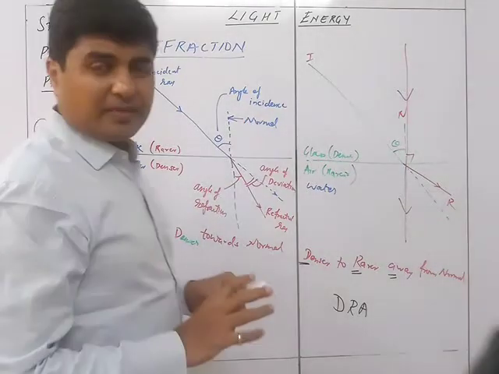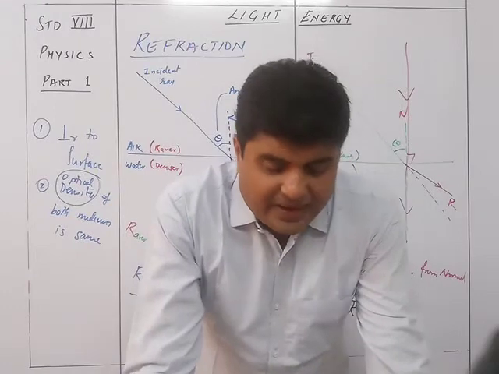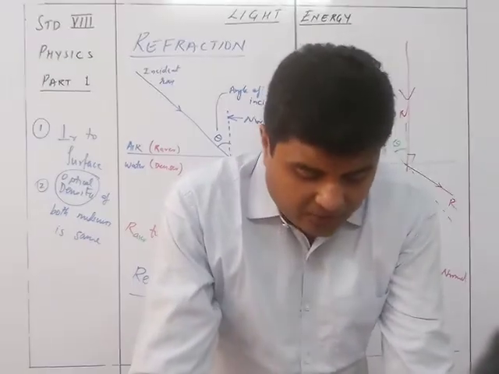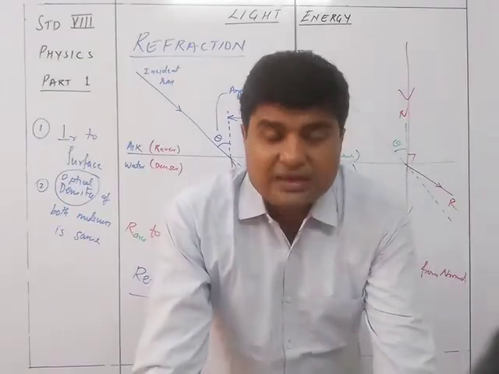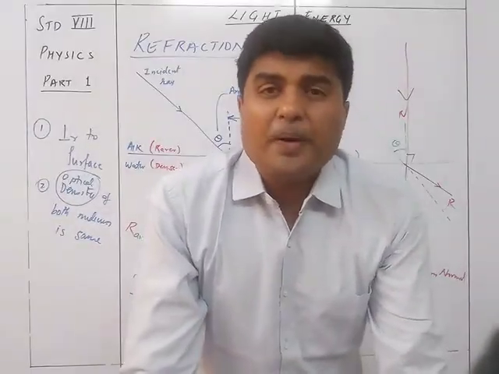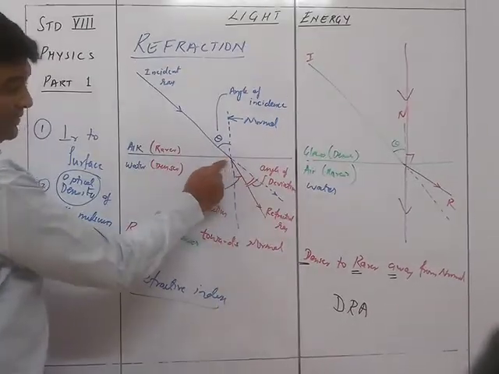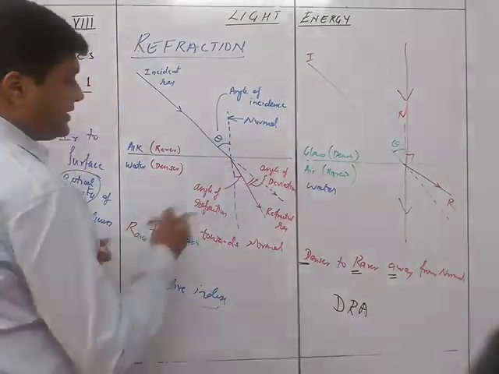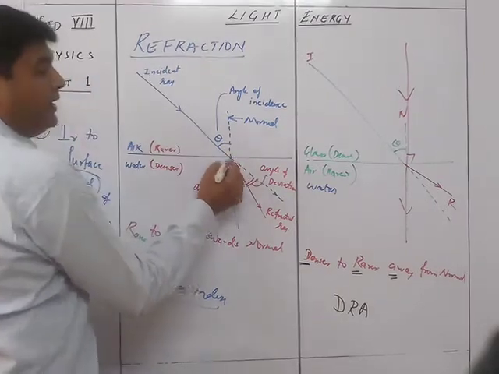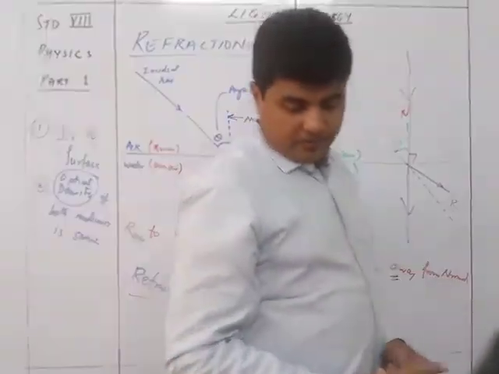Normal is nothing but the perpendicular drawn to the surface separating the two media at the point where the incident ray strikes it, that is the point of incidence. So the perpendicular drawn at the point where the incident ray is falling. This is the point where the incident ray is falling. The perpendicular that we draw at this particular point is called the normal.